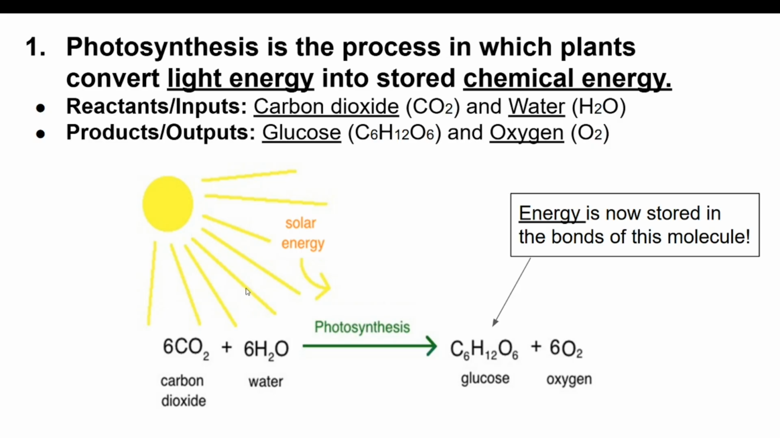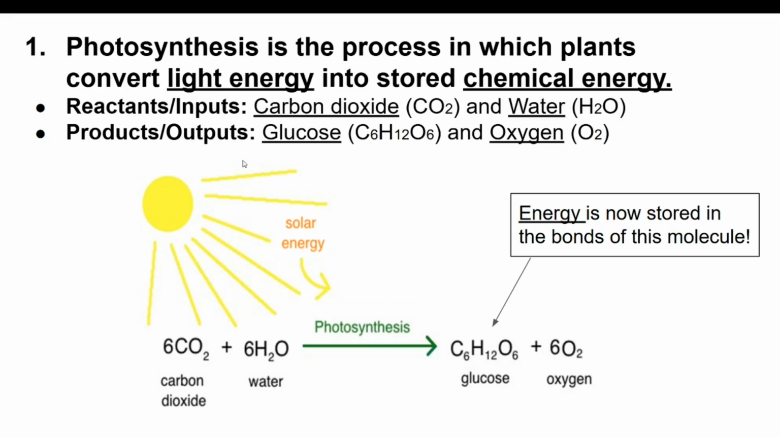Now notice I didn't say sunlight, because you can have plants grow under artificial lights, right? So it just has to be light energy. It doesn't have to be sunlight, although sunlight is the most plentiful source of light on our planet, and it's the number one source of energy for photosynthesis. It can be any form of light.